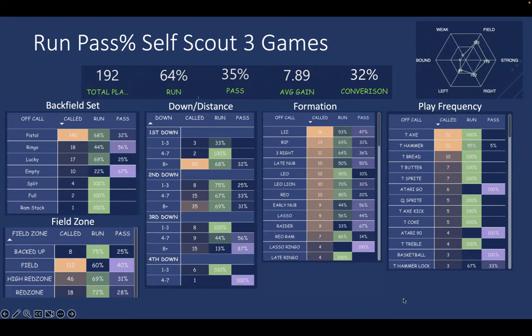Well, these are some things that we found in a 3-game self-scout. We have 192 snaps. We were 64% run, 35% pass, with an average gain of 7.89 yards and a 32% conversion ratio, meaning 32% of those plays went for a first down or touchdown. All right. Now, when I look at our backfield set tendencies with pistol and when we're offset left, which we call lucky, you can see that we are pretty close to that 64-35.